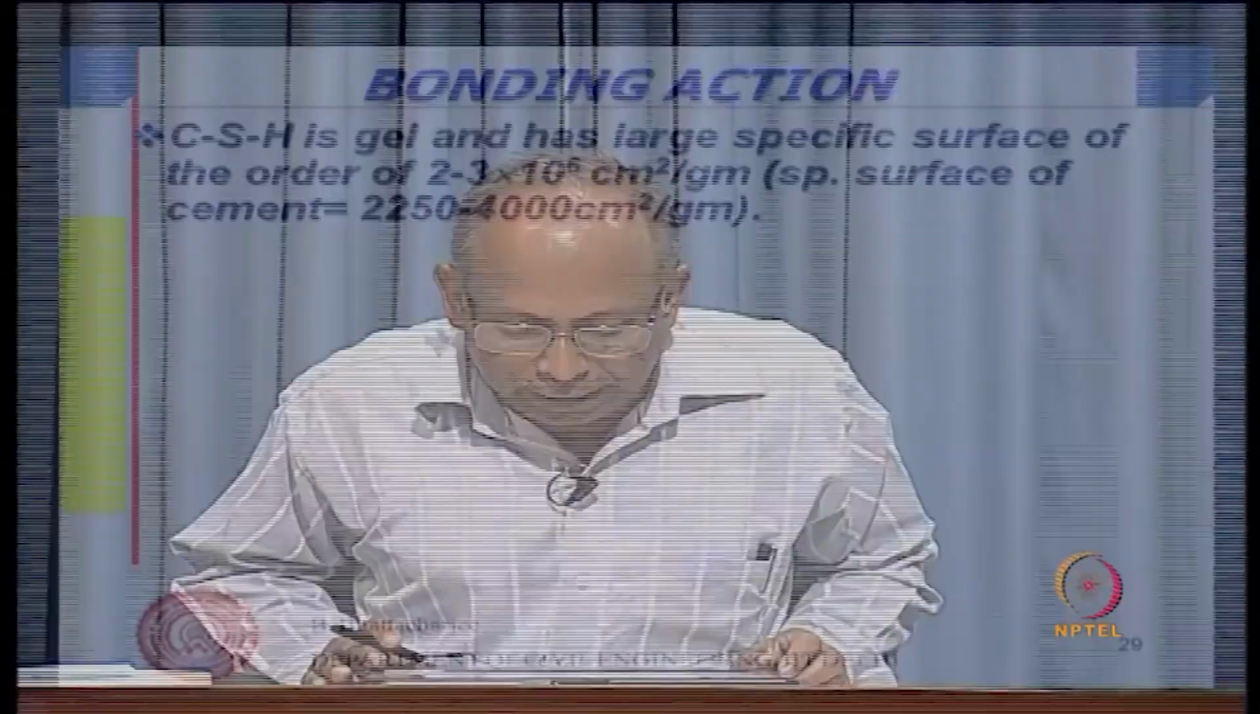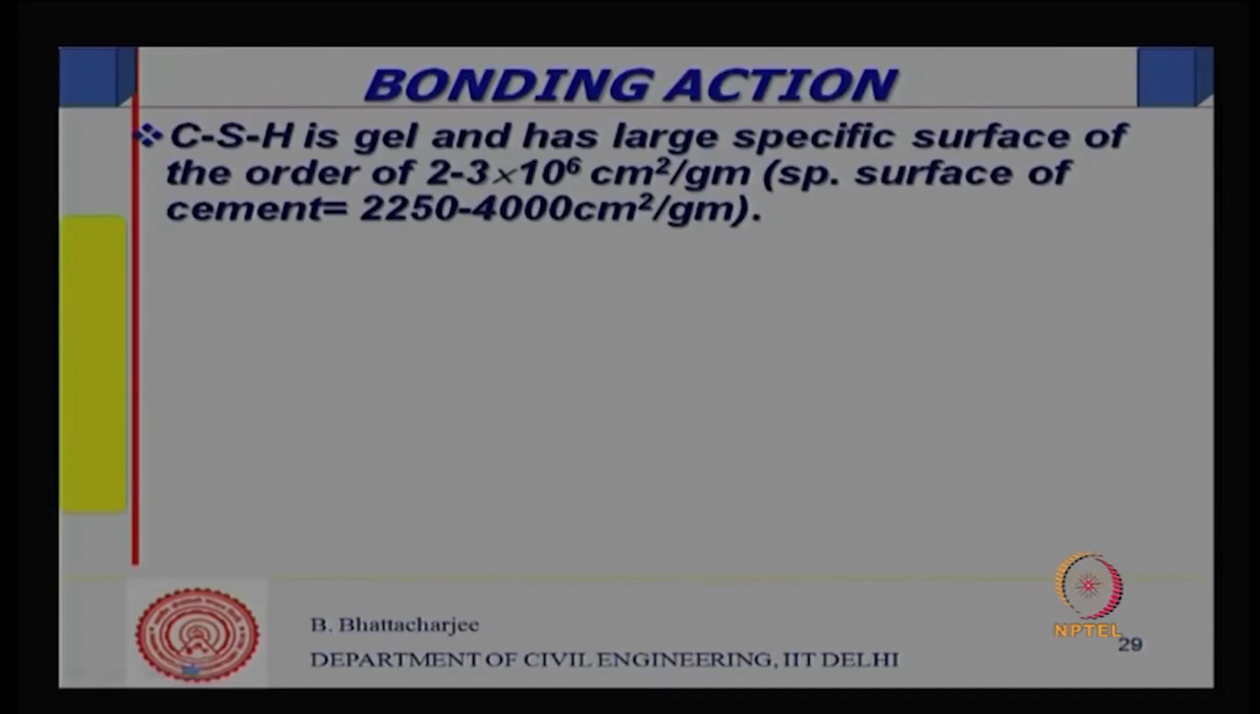You see, C-S-H gel has a large specific surface, of the order of 2 to 3 into 10 to the power 6 centimeter square per gram. I have not defined the specific surface as yet. We will tell you how to measure the specific surface of cement. It is the surface area per unit mass. Of course, we measure it in a certain manner by certain techniques.